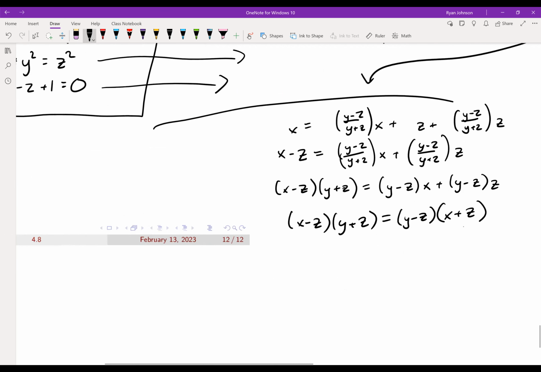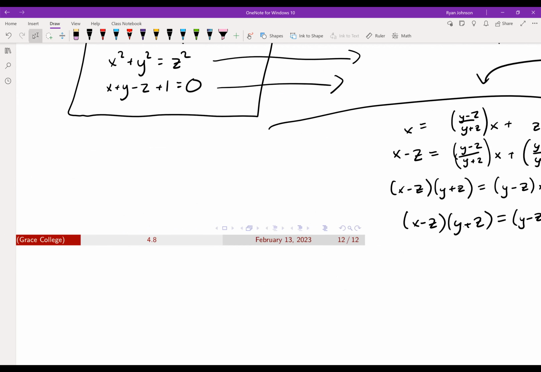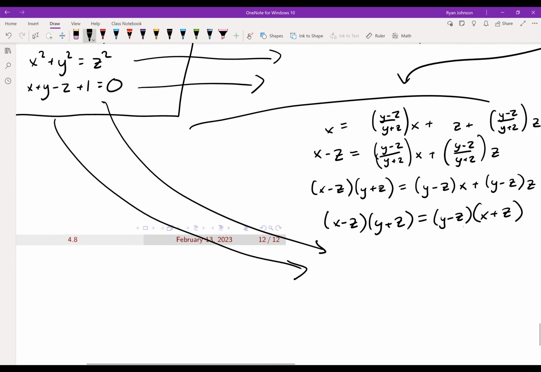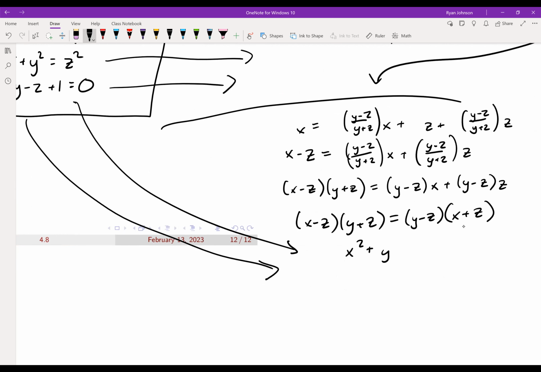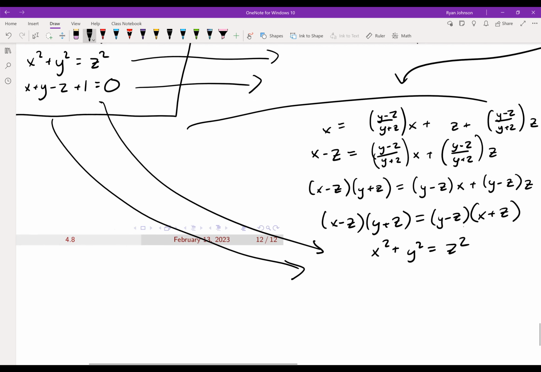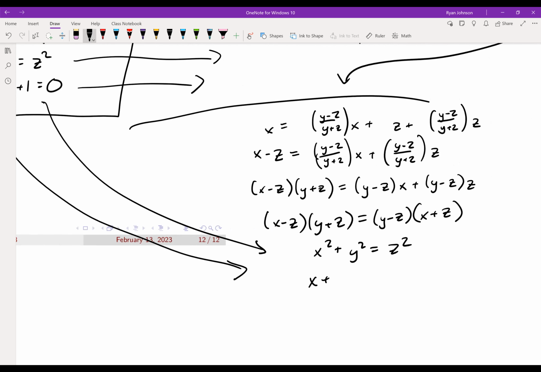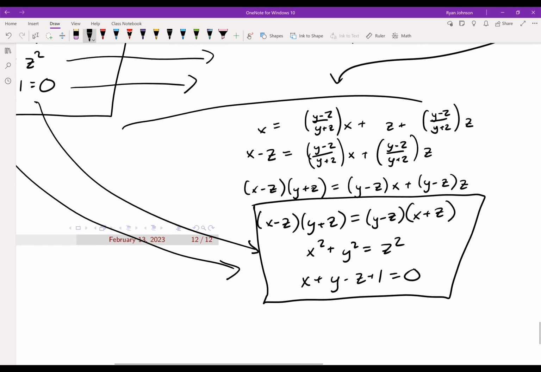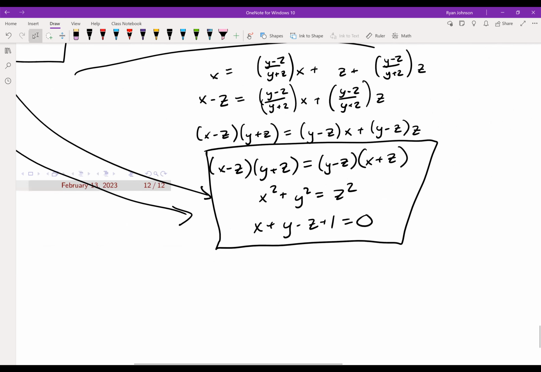Now I have this equation, and let's bring those other two in now. I have also x squared plus y squared equals z squared, and I have x plus y minus z plus 1 equals 0. Well, now I'm down to 3 equations and 3 unknowns. I'm making progress. I no longer have the lambdas clogging things up. So where do I go from here?